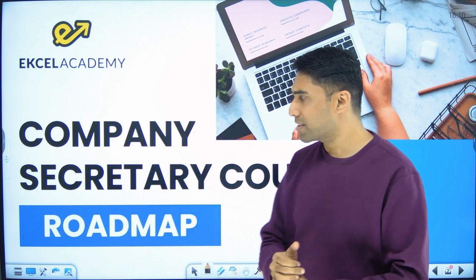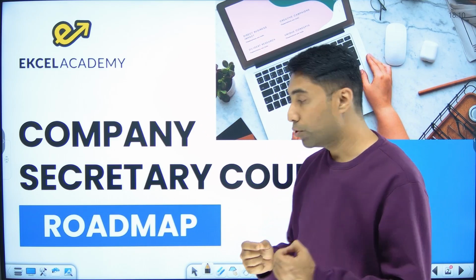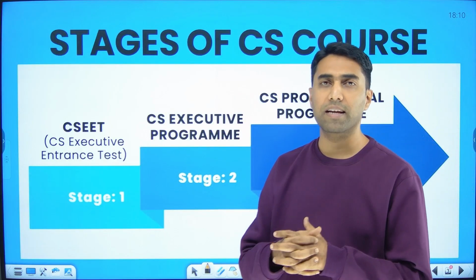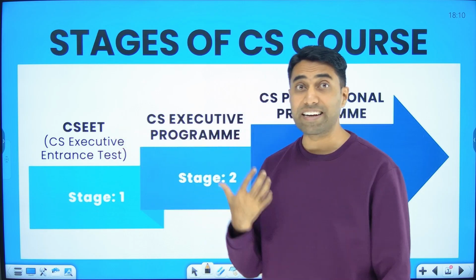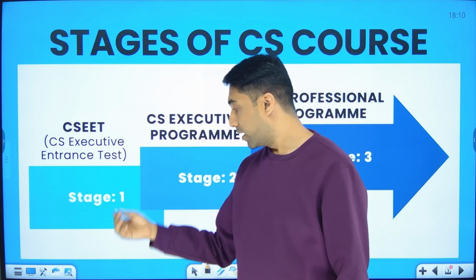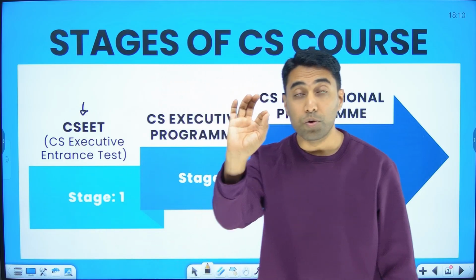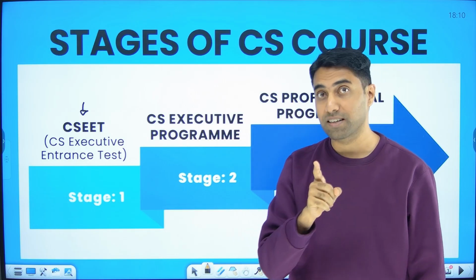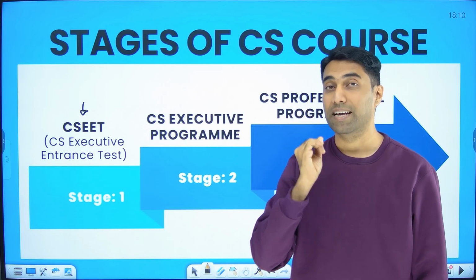Yes, first things first, I'm calling this the roadmap because from today till the day you become, you need to know every single step. So broadly speaking, there are 3 stages, 3 levels in the company secretary course. The first one is called the entrance test, CSEET. And in CSEET, what you should understand very carefully is that you can start this provisional registration after class 10, but you can write the exam after class 12. So class 12 is the minimum eligibility.